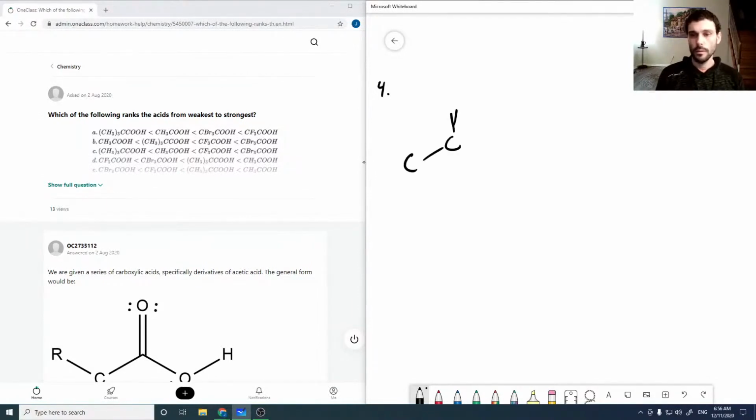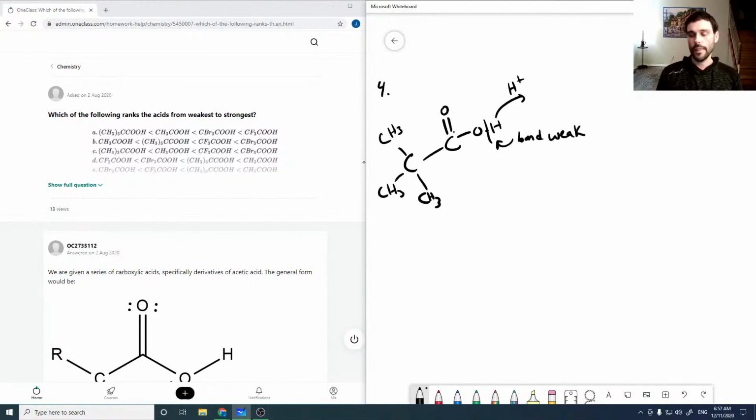carbon, OH. And so the acidity in all cases is going to be how readily we can break this bond and yield this H plus. So how readily that can be done is always going to be determined by how weak the bond is. So we want this bond to be weak, and that will make it a strong acid. And the weaker the bond, the stronger the acid.